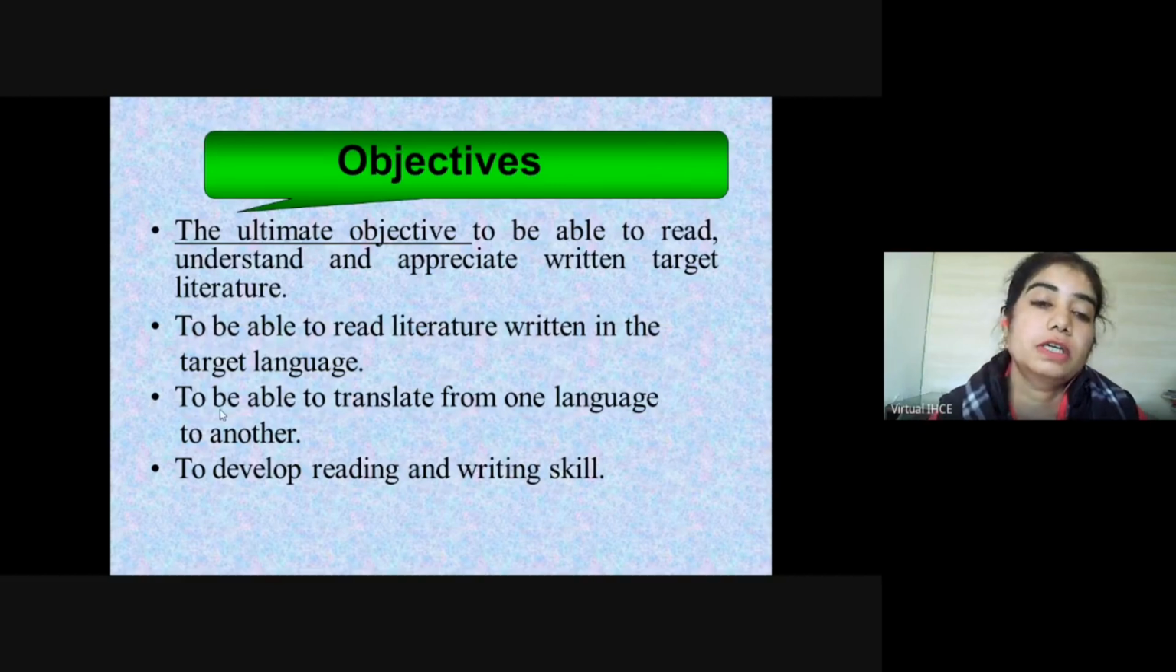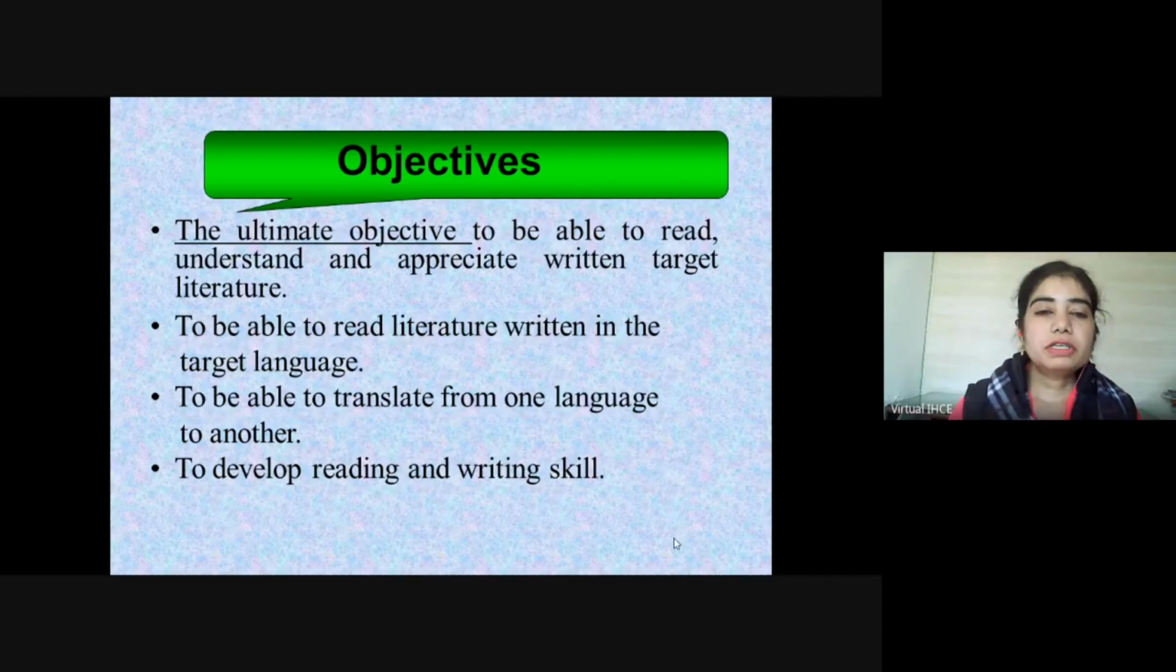This is an objective. To be able to translate from one language to another. That means translation of mother tongue to the English language or English language to mother tongue. So translation from one language to another is also an objective of grammar translation method. To develop reading and writing skill: as discussed in the first objective, to be able to read, understand and appreciate written target literature, the last objective is also similar, that is to develop the reading and the writing skill.